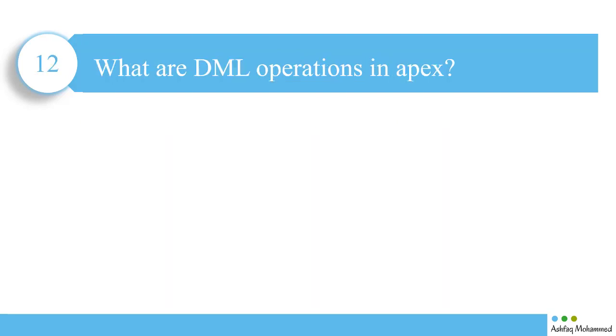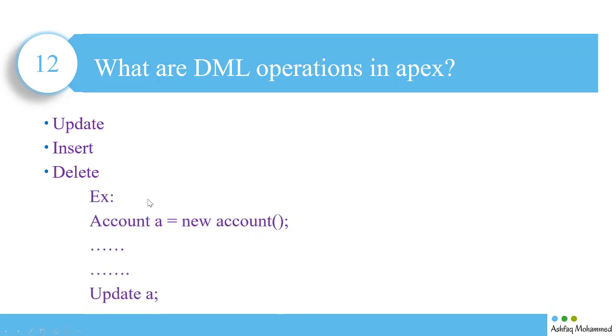What are the DML operations in Apex? Update, insert, and delete are the DML operations. For example, Account a = new Account. We can write some code, meaning I can write a.Name or a.something else, a.BillingAddress, a.ShippingAddress, and so on. And then finally, I can use either insert or update.